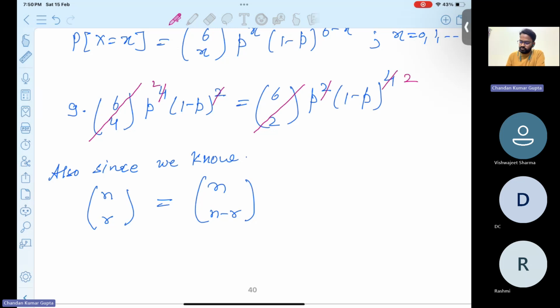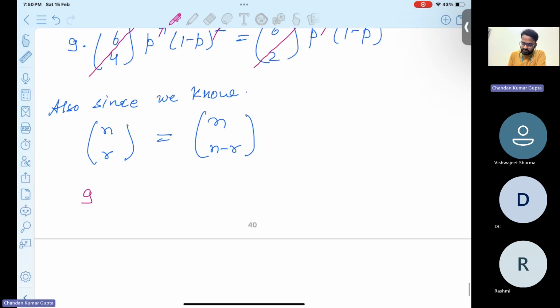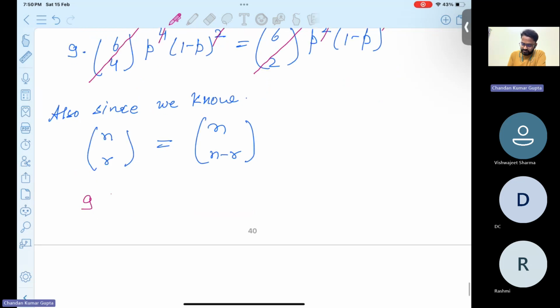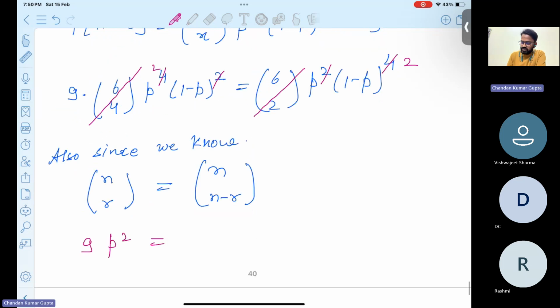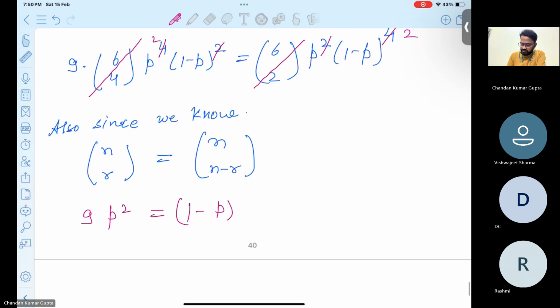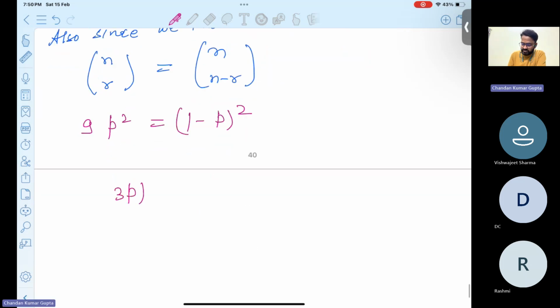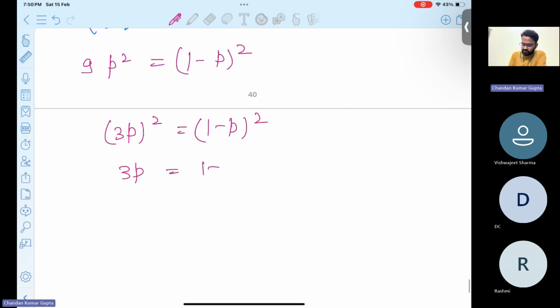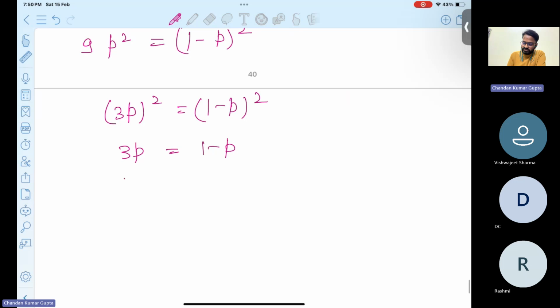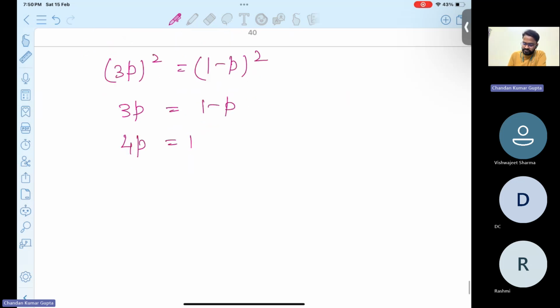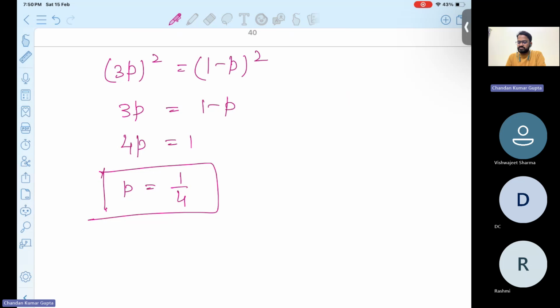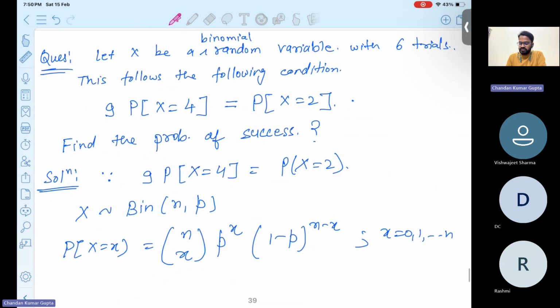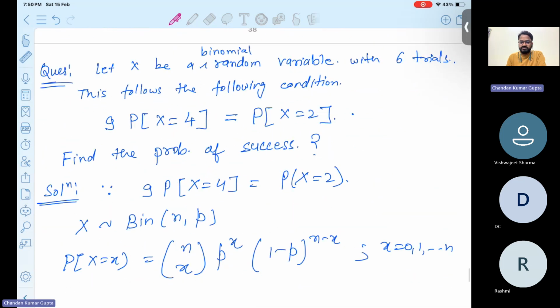P to the power 4 by p square gives p square. So 9 times p square equal to 1 times (1 minus p) square. So we can write 3p square equal to 1 minus p whole square. So this implies 3p equal to 1 minus p. Okay, so 4p equals 1. So p equals 1 by 4. Simple. So the probability of success for the given question is nothing but 25%.